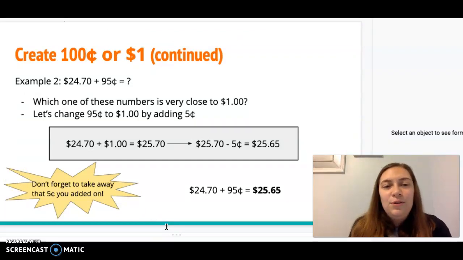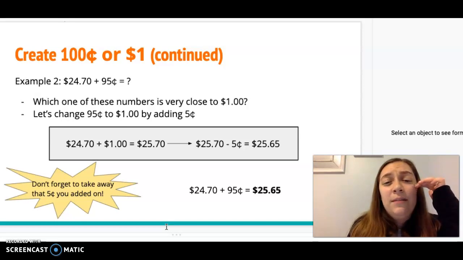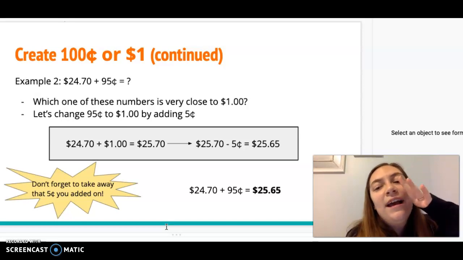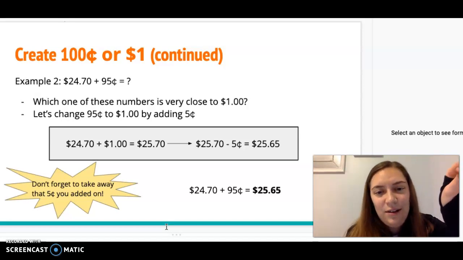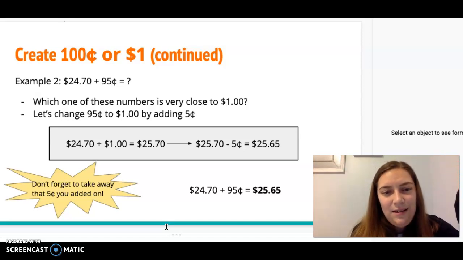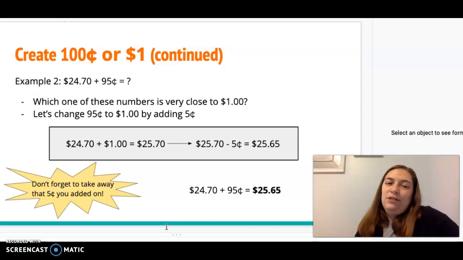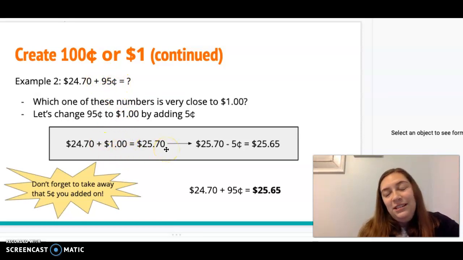So example 2 is $24.70 plus 95 cents equals what? So first of all, which one of these numbers is very close to $1? That's right, it's 95 cents. So let's change 95 cents to $1 by adding 5 cents. So now 95 cents is $1. So instead of adding 95 cents, we add $1 to get $25.70.